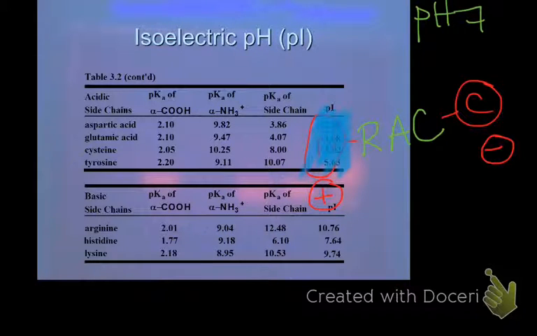So we have to think now, is the side chain of arginine, which has a pKa at 12, at pH 7 going to have the extra hydrogen to be positively charged, or has it lost it? It's going to have it, so it's got a +1 charge.